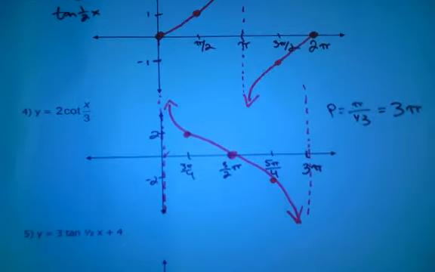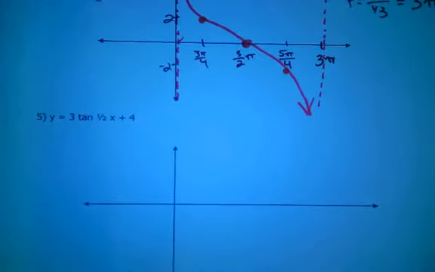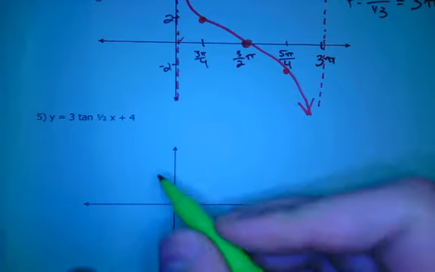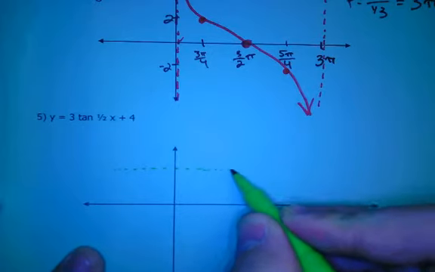Okay, let's combine everything we did today so far with what we did yesterday. We'll start shifting this thing around. So let's do this one right here. 3 tangent 1/2 x plus 4. What transformations do I have with moving it up, down, left, or right? I'm doing what to it? I'm up 4. So I'm going to start at, here's my little transverse axis right here. I'm starting at 4.